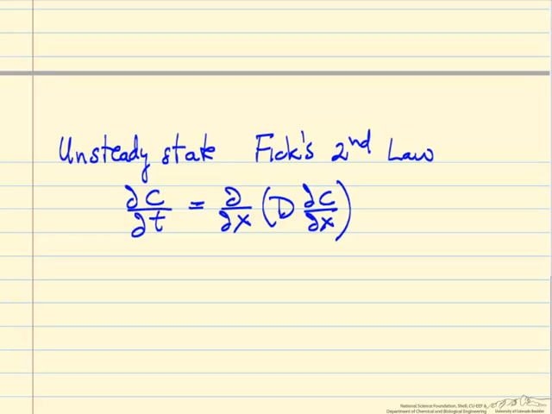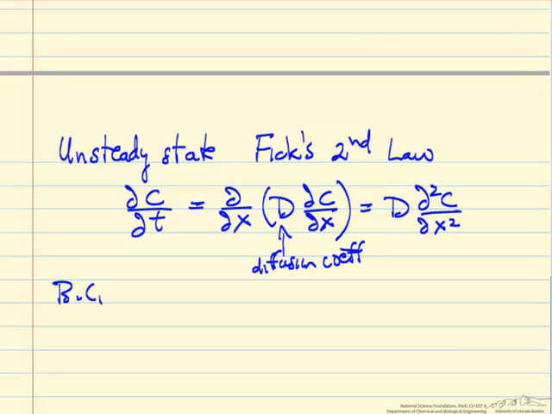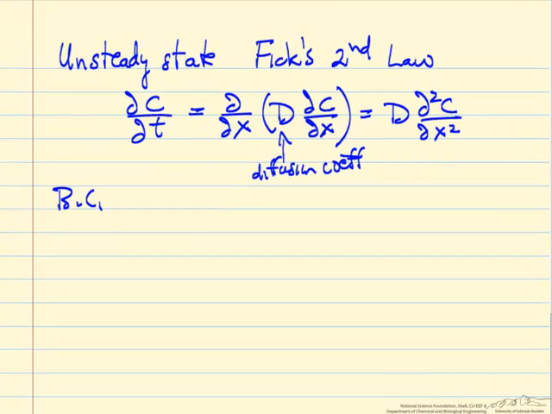So the partial derivative of the concentration with respect to time is related to the second partial derivative with respect to x, where D is the diffusion coefficient of carbon in the alloy. A common simplification is to assume this diffusion coefficient is a constant at a given temperature. We have to have partial derivatives because we have these two variables, and then of course we need boundary conditions to be able to solve this.